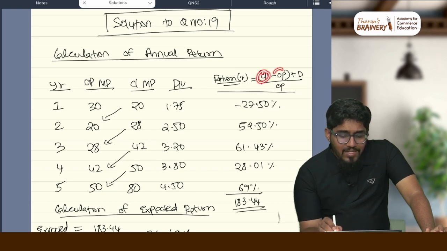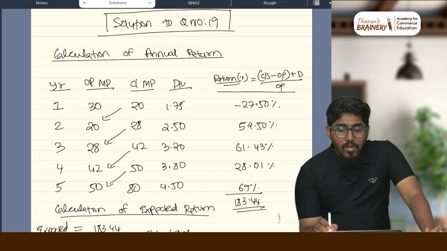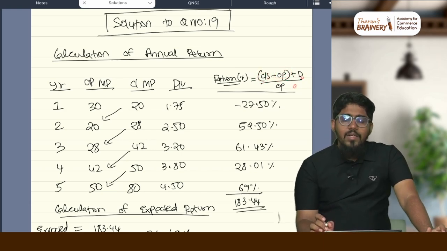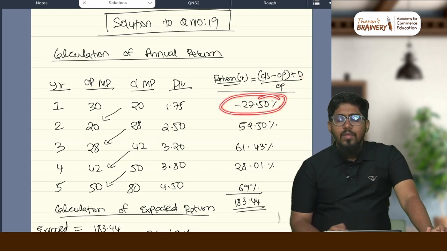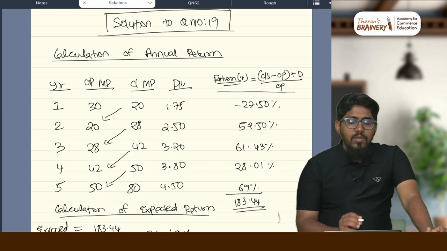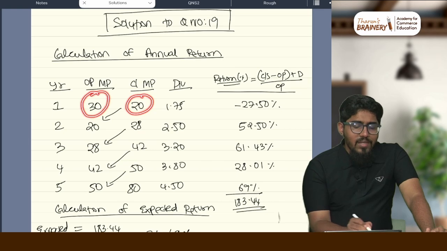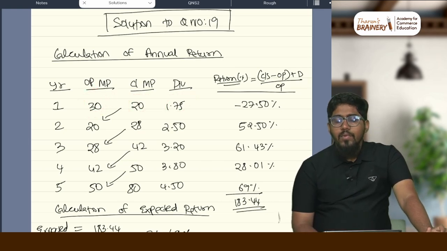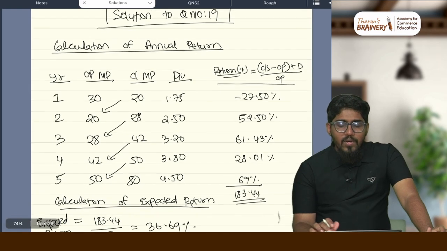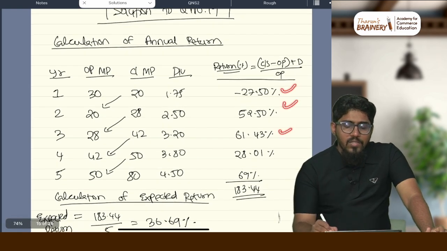Sir, now I know. Closing minus opening, appreciation plus dividend, divided by opening is the return percentage. That is how we have calculated. Minus 27.5%. How, sir? 20 minus 30 plus 1.75 divided by 30. Clarity. So likewise, I will calculate all the return percentages.